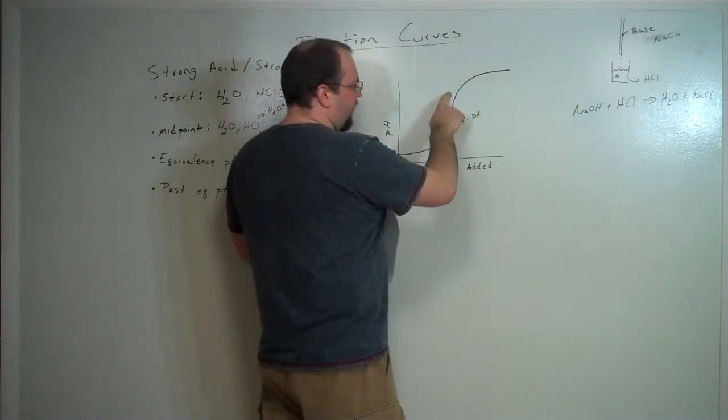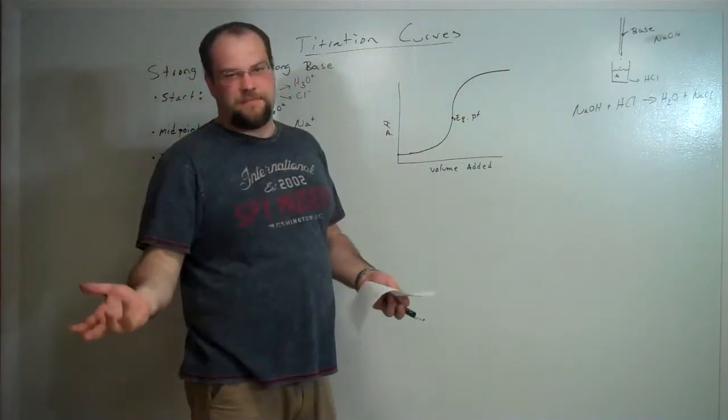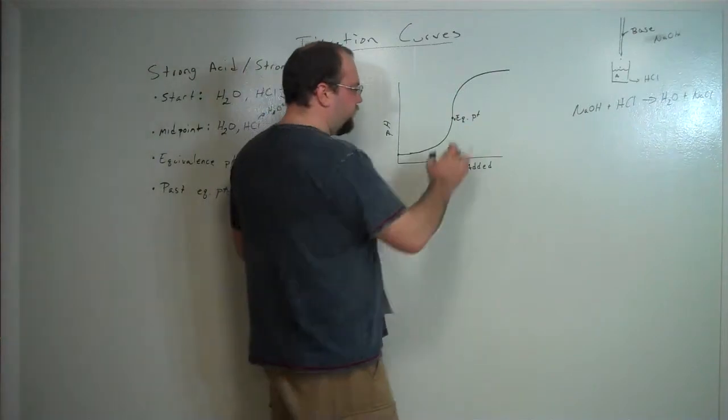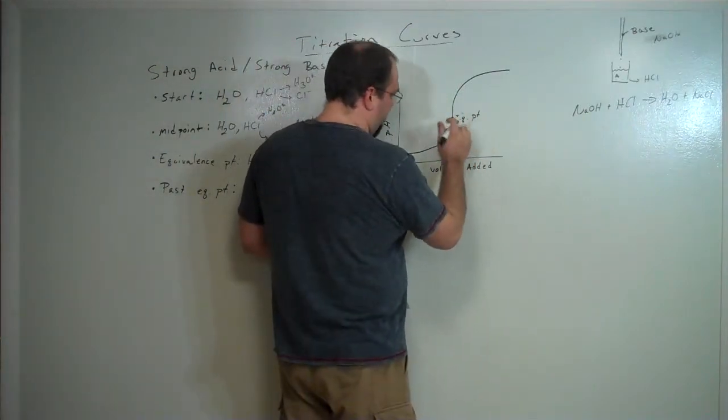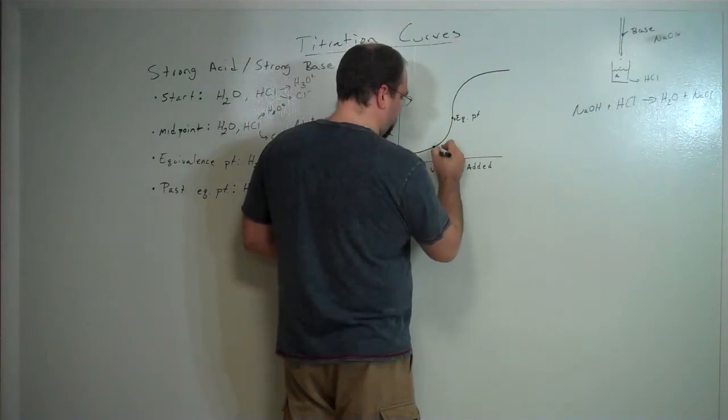And then after I get up here, I'm adding more base, but it's not really changing my pH much because there's so much OH in there. So this is my equivalence point. This is when they're equal. And the halfway to equivalence point is right about here, or the midpoint.